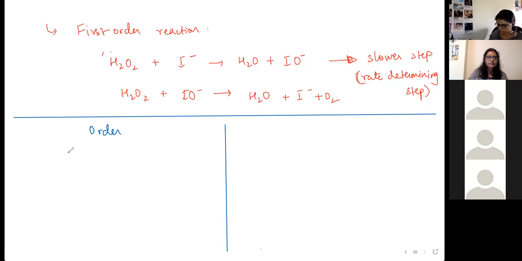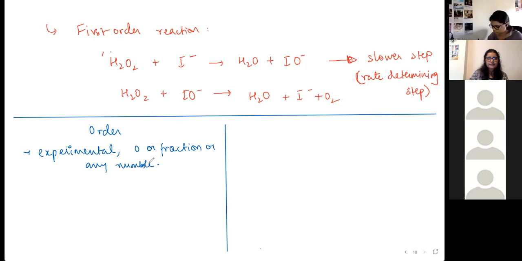When it comes to order, this is an experimental quantity. It's not something you can get just by looking at the reaction. Order can be zero or a fraction or any positive number. It is simply the power to which the rate depends on the concentration of the reactant. But when it comes to molecularity, molecularity can take only natural numbers.